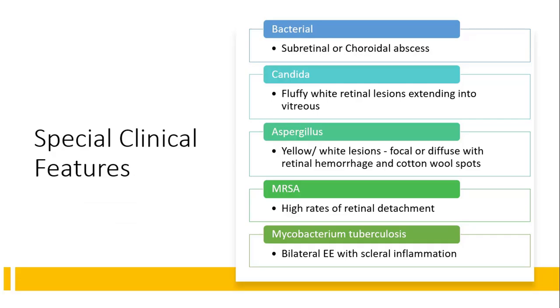So some special features you can have: bacterial infections can have subretinal or choroidal abscess. Candida presents with those fluffy white lesions which extend into the vitreous cavity. Aspergillus can have yellow or white lesions, and there can be associated retinal hemorrhages or cotton wool spots. MRSA infections can have a higher rate of retinal detachment, and Mycobacterium tuberculosis, which very rarely causes endogenous endophthalmitis, can be associated with scleral inflammation.